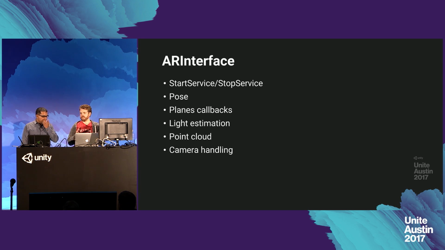So for example, we need to be able to start and stop the service. We need to be able to sample the pose information, position and orientation of the device. We need to listen for plane updates, like added, removed, updated, merged. We need to be able to get the light estimation information coming out of the device, as well as the point cloud or feature points. And then camera handling, so that's setting up the camera so the Unity camera matches the device camera, as well as doing the video overlay.